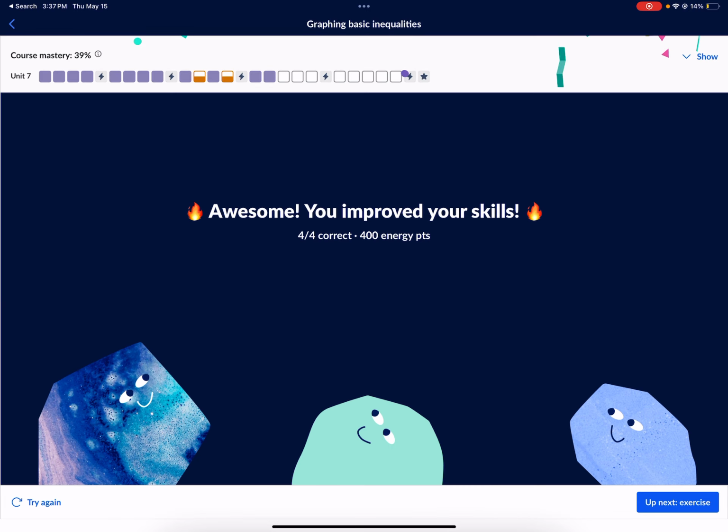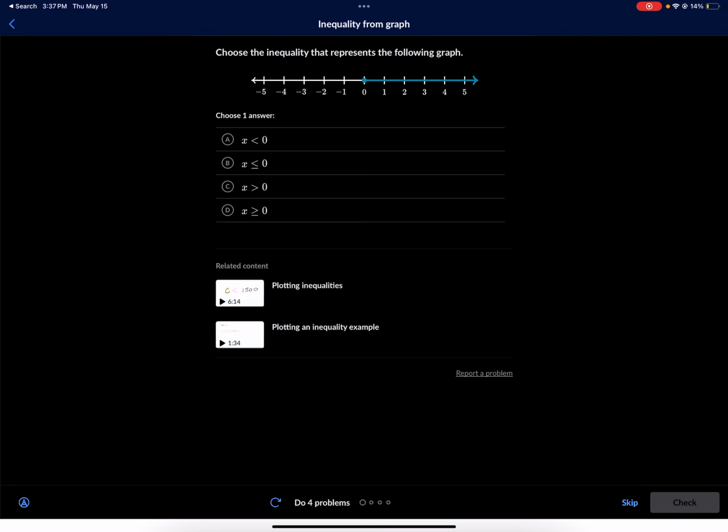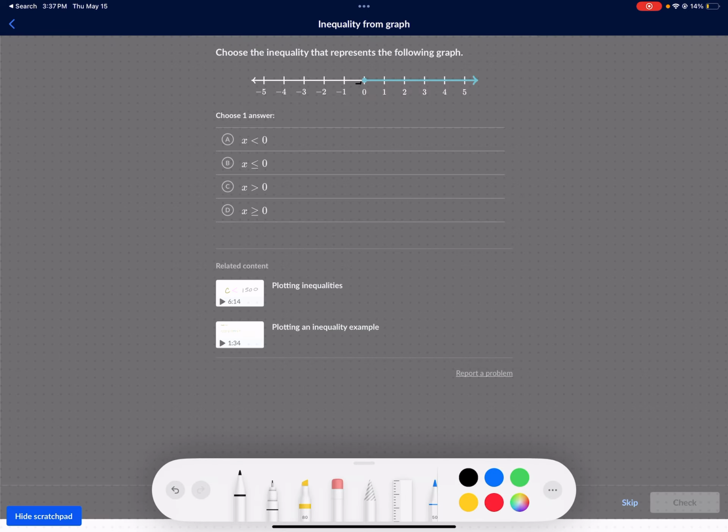Okay, let's move on. Inequality from graph. Okay, let's do this. So now we have a literal dot, which means that 0 will be included with this graph and not just greater than. Which means we're going to put a line, which means greater than or equal to. I know it's not this, it's this. So anyways, let's go ahead and give it a shot.